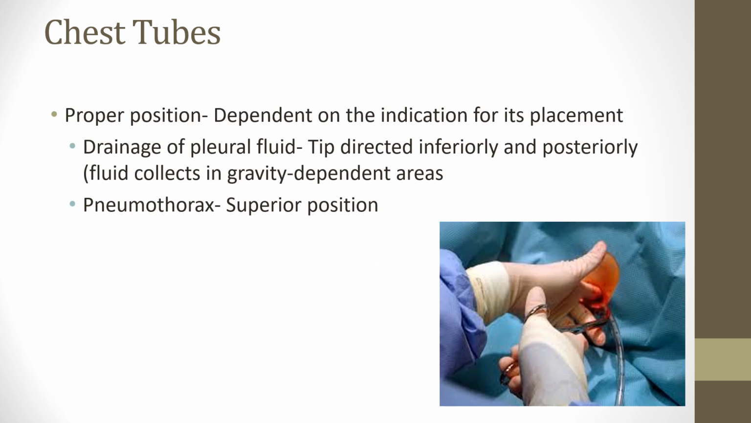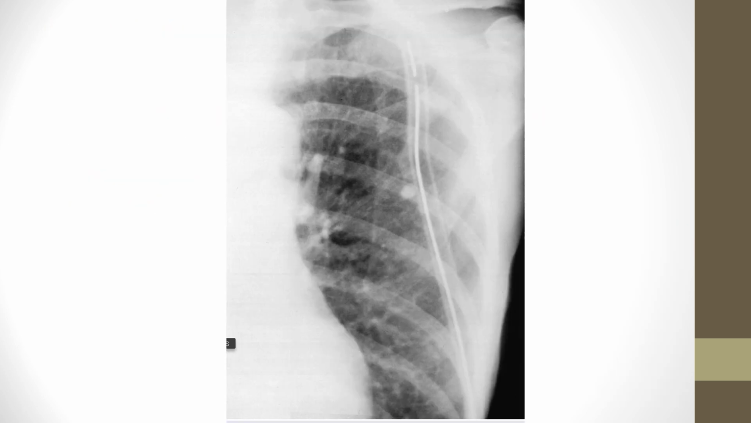Oh heavens, chest tubes. When we're looking at chest tubes, the proper position is one of the big things we're looking at on the x-ray, and that can help us with the overall drainage of pleural fluid. You want to make sure that it collects in that gravity-dependent area. If it's a pneumothorax, then we obviously want to put the chest tube in a superior area, right? Something on the anterior part of the chest where gas rises. If it's something with fluid like a hemothorax, then we need to drain it, so we're going to put it gravity dependent.